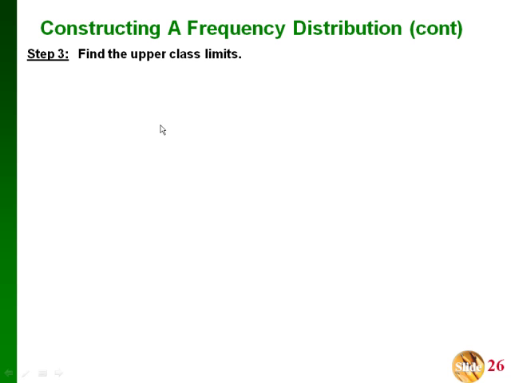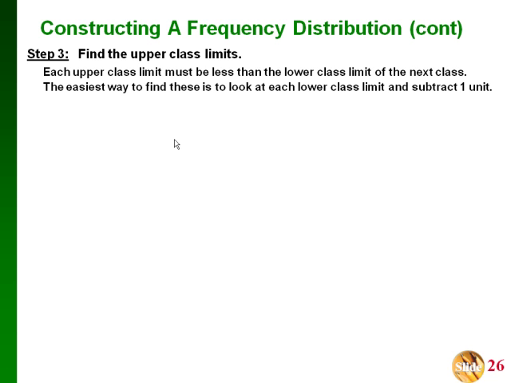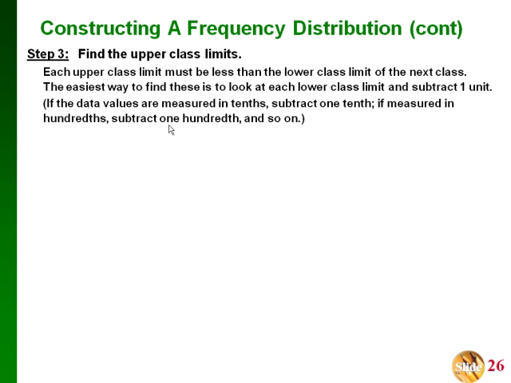Then the next step is to find the upper class limits. The easy way to do this is to look at the lower class limit of the next class and just subtract 1. Remember that upper and lower class limits can never be the same number. Now in this case our data is measured in units, so we're talking about subtracting 1. Sometimes we have data values measured in different units, such as tenths, so in that case we would subtract 1/10 to get our upper class limit.